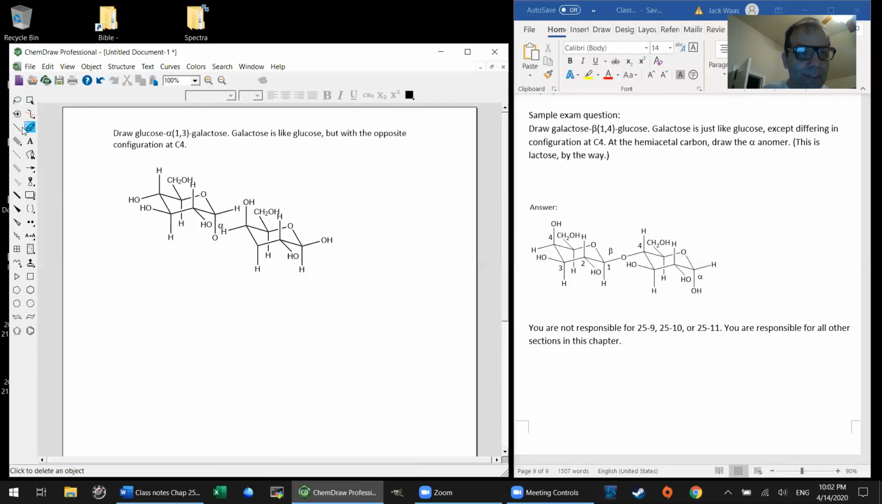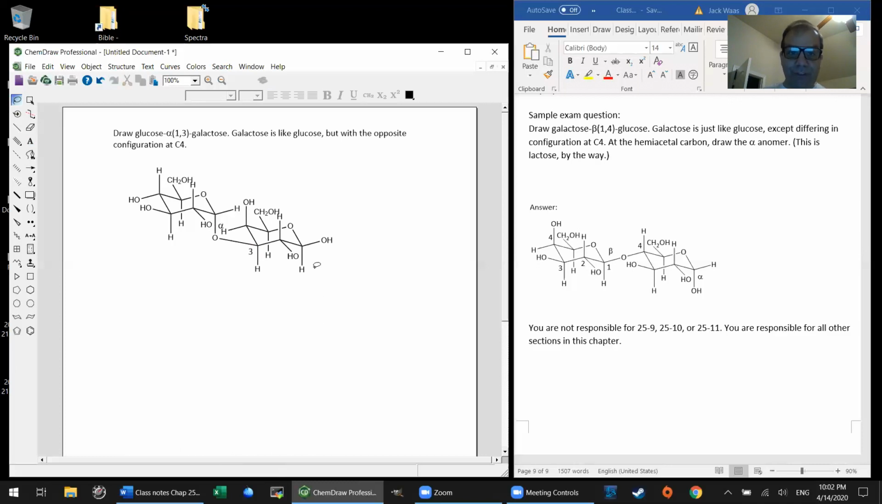Let's try this. We'll just make a really long bond. There you go. So that's at carbon 3. I'll put the 3 in so you have a visual aid. That's at carbon 3 of galactose. And unless I've gone completely insane, which heaven knows is always possible, that answer would receive full credit if this were an exam question.